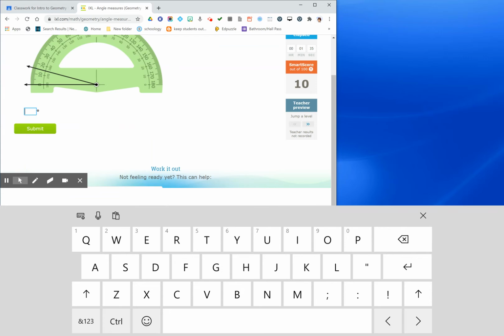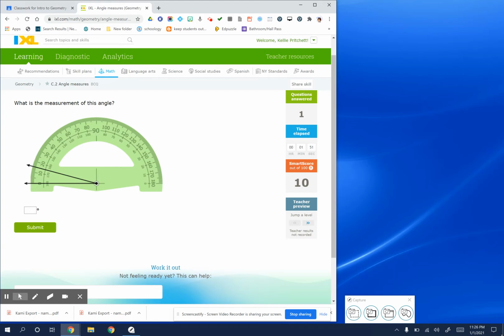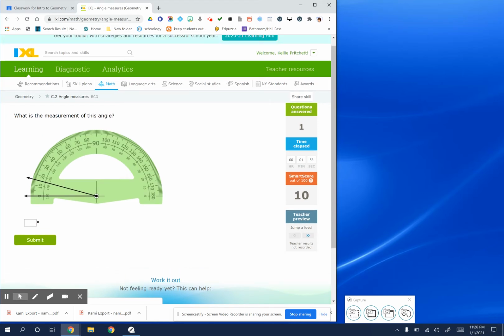All right. Let's skip ahead to the next one. Now I see that my angle is facing the other way. That's okay. There's my baseline at 0. I see it's an acute angle because it's small. It's not up to this 90 degrees right here. So I'm going to read the smaller number.